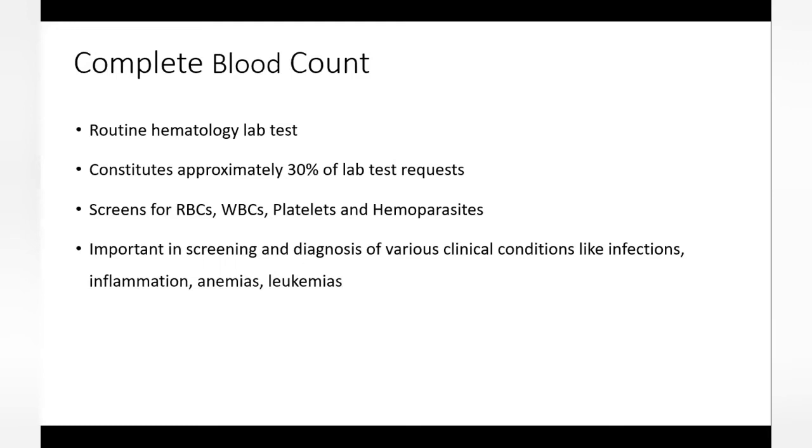And what we're trying to achieve through CBC reporting is to count the RBCs, WBCs, platelets, and see if there are hemoparasites. At a very high level, that's what we're trying to do. We're looking at the counts, and perhaps when there is a blood picture, we try to morphologically analyze these cells. So it is an important screening tool for various clinical conditions like infections, inflammation, anemias, leukemias, whatnot, whether you're taking drugs or chemo, follow-up, etc.